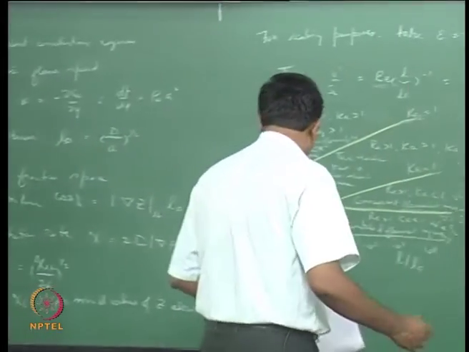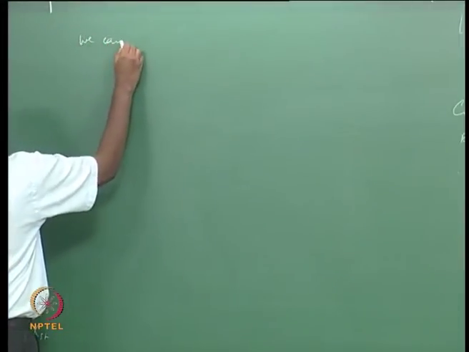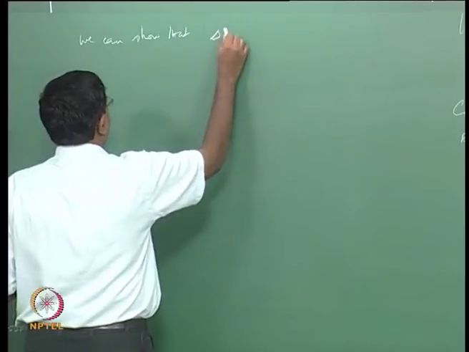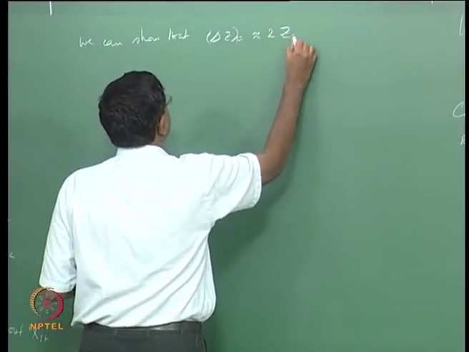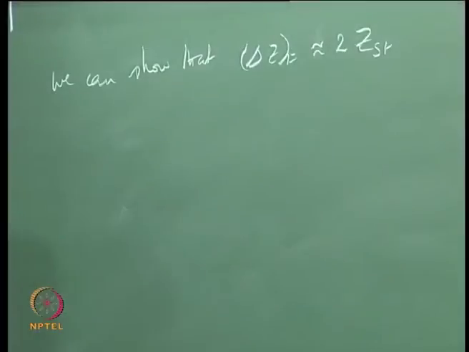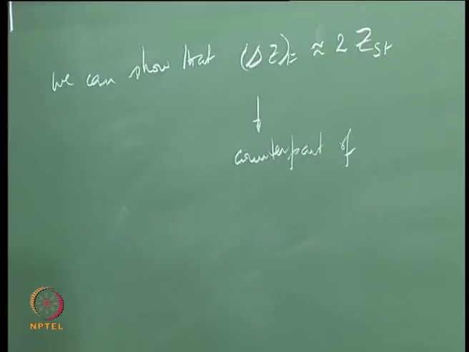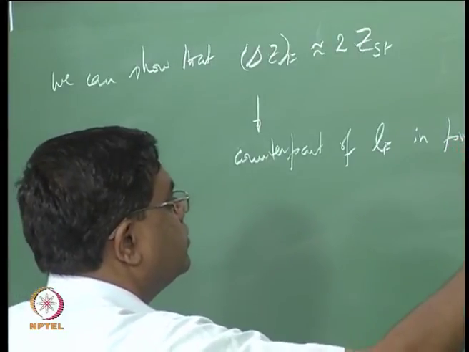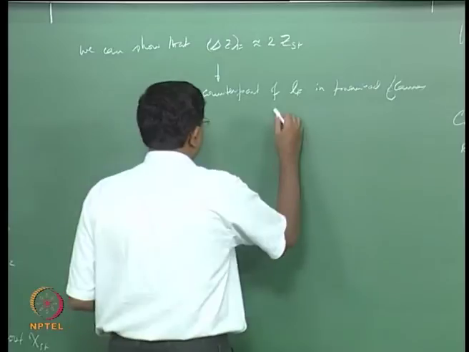so we can show that ΔZ is approximately 2 Z_st, right. So this is effectively the counterpart of L_F in premixed flames, right, and we should basically point out that this is mostly the preheat zone.